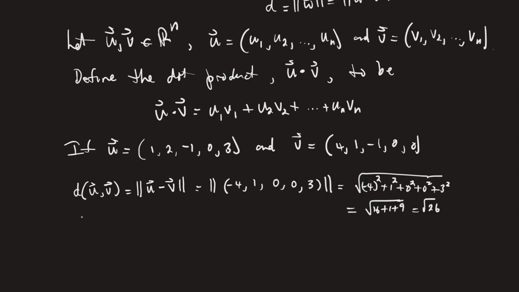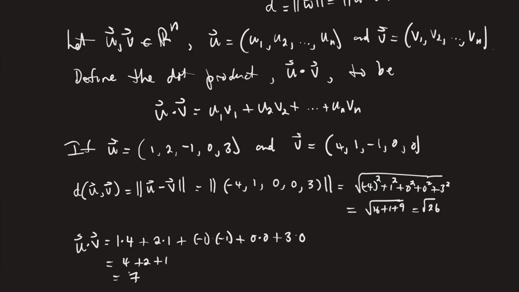And so that's the distance, and then the dot product would just be u dot v. Let's see what we get. Again, I'll write the intermediate steps. We're multiplying the corresponding components, so 1 times 4, and then adding to that the next product of corresponding components, so 2 times 1, plus negative 1 times negative 1, plus 0 times 0, plus 3 times 0. So the last two terms don't contribute anything to the sum. The first three terms do. So we have 4 plus 2 plus 1, and we have a dot product of 7.